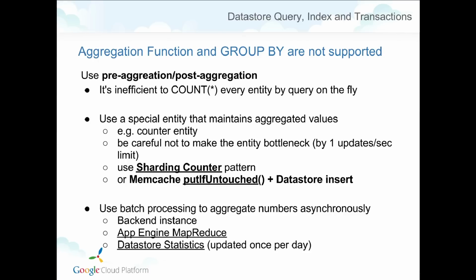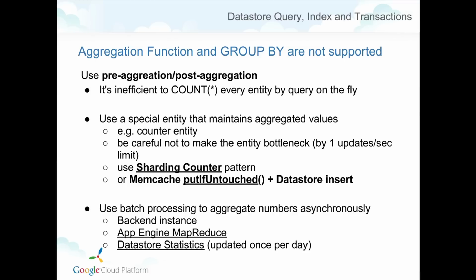If it's not required to get the aggregated value instantly, then you can do it later by using batch processing, by using a backend instance. There's also a very useful open source framework called App Engine MapReduce, which is using TaskQueue to emulate the MapReduce framework. We won't discuss details about the App Engine MapReduce, but this can efficiently handle batch operations on huge amounts of entities on Datastore.